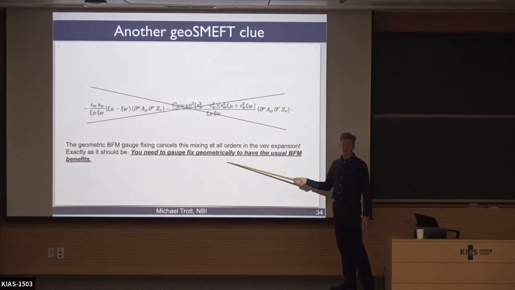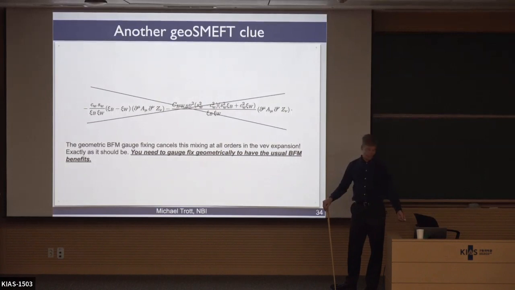Now remember, the loop corrections are related to the dimension 8 corrections. They were not independent. They were cross-correlated. So this means you should think geometrically for loop calculations, if you want to do it this way. And you should also think geometrically for dimension 8 calculations. But wonderfully, the geoSMEFT is exactly the theoretical framework that basically does the geometry in both cases for you consistently. So that's why it's kind of the way to go.